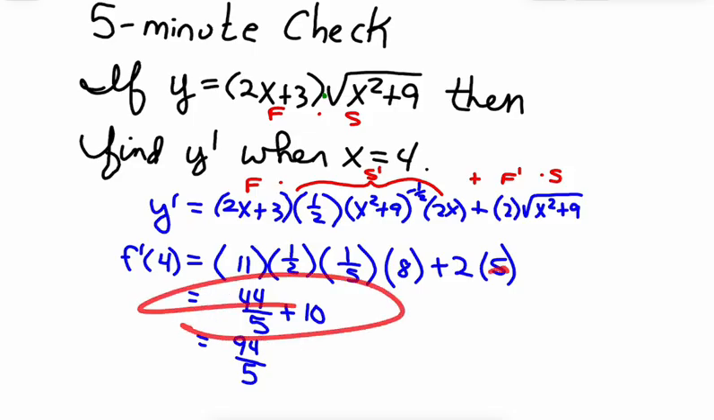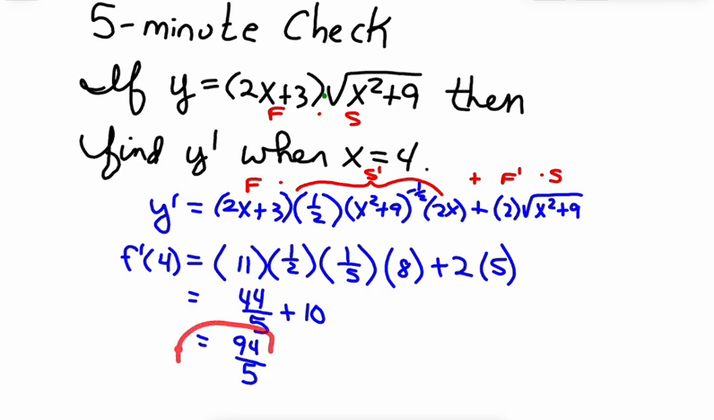And then, many times, just get yourself a common denominator. So that 10, make it 50 over 5. So 44 over 5 plus 50 over 5 is a final answer of 94 over 5.